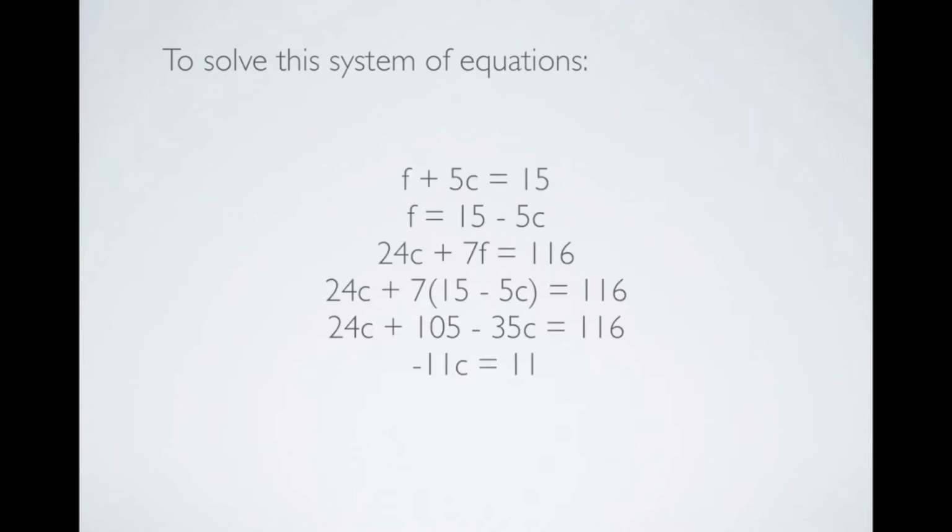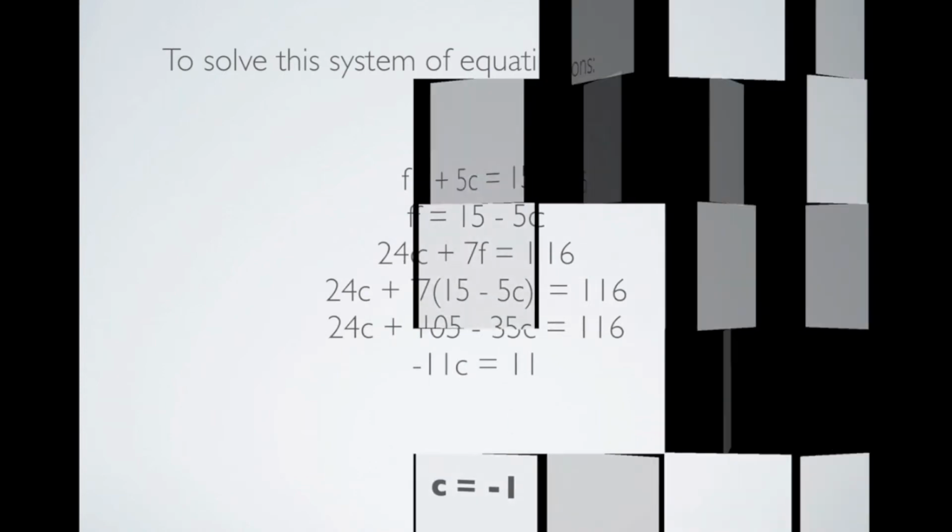For the final rearrangement, we need to make f the subject of the fourth equation, so taking 5c from both sides we get f to be equal to 15 minus 5c. We can substitute this into the first equation, for the last time, to give 24c plus 7 times f, which is 15 minus 5c, equals 116. So 24c plus 105 minus 35c equals 116. Taking 105 from each side and combining the elements containing c, we get that minus 11c equals 11. Finally, if we divide both sides by minus 11, we get the final answer that c equals minus 1.